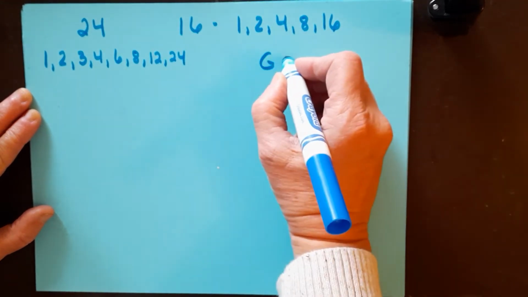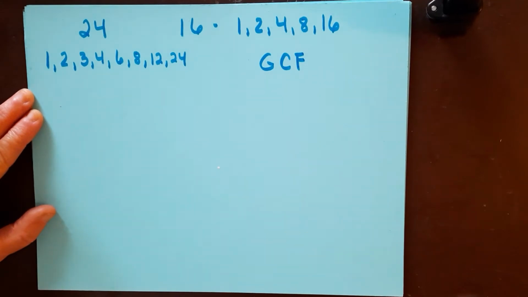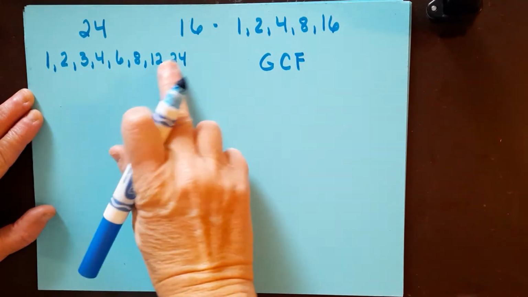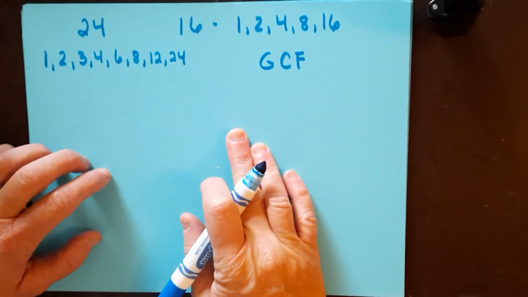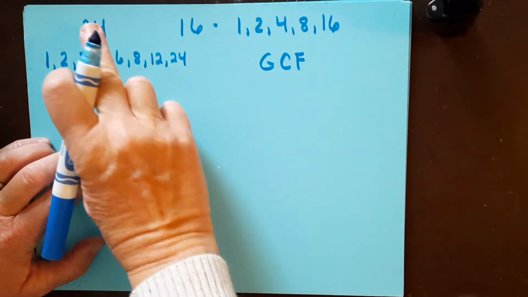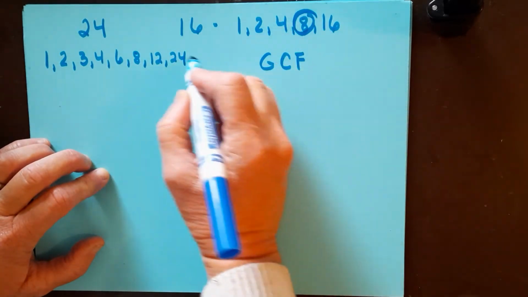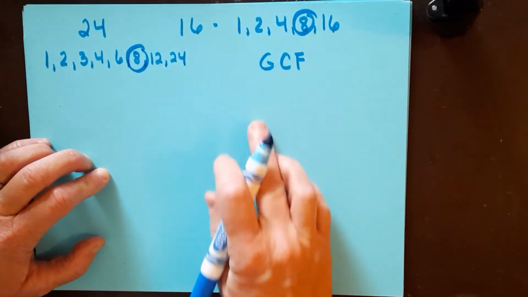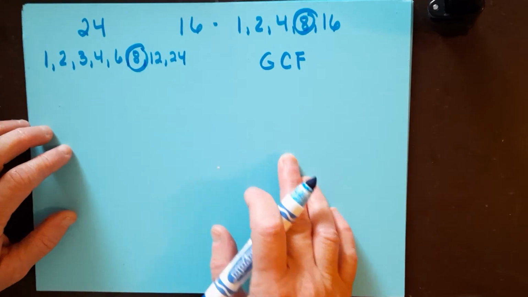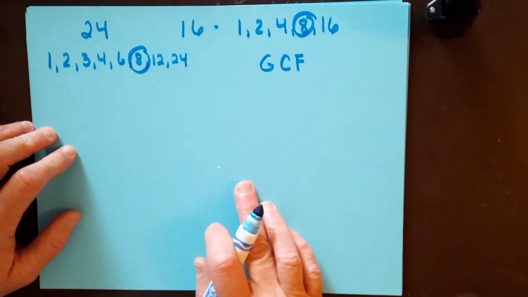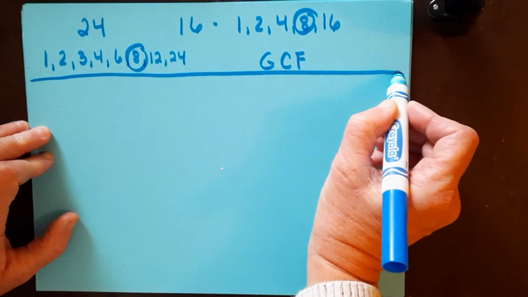The greatest common factor, which is shortened to GCF sometimes. So we're looking for the largest one of these factors that are common to both of them. What is the largest number that can go evenly both into 24 and 16? If we look on our list, we can see that 8 is in both of our lists, and it is the greatest one. 2 and 4 are in our list, but we want the greatest common factor. So 8 would be the greatest common factor of 24 and 16. That should all be review from last year for you.